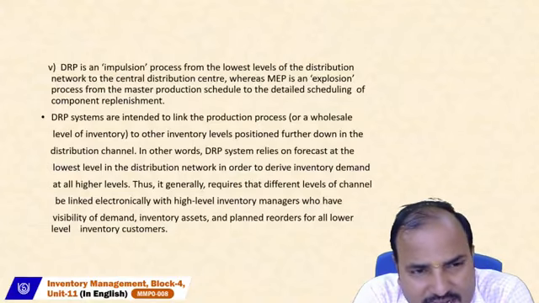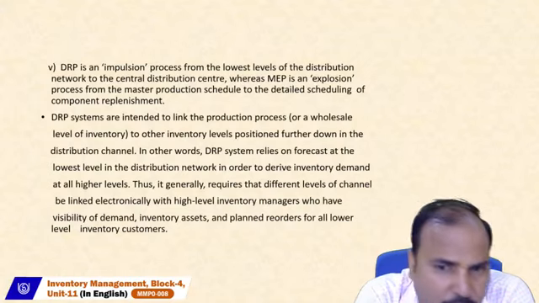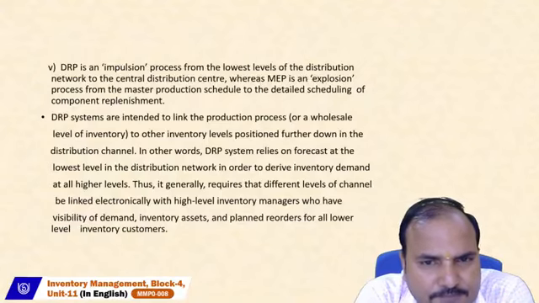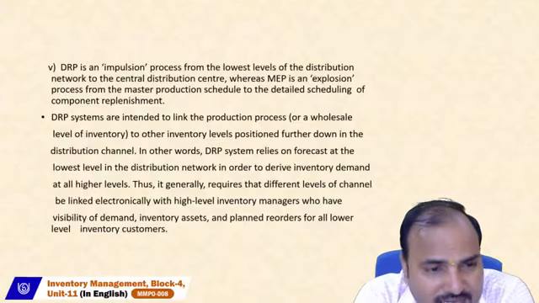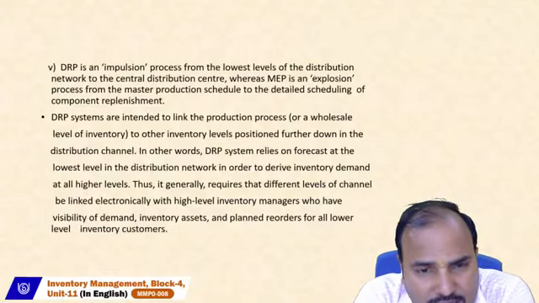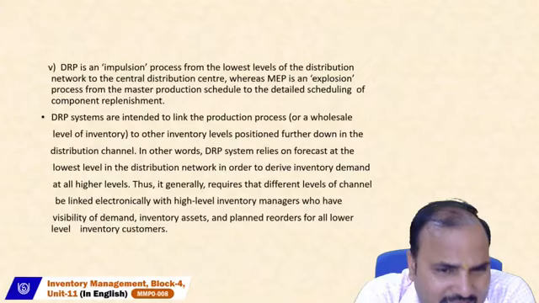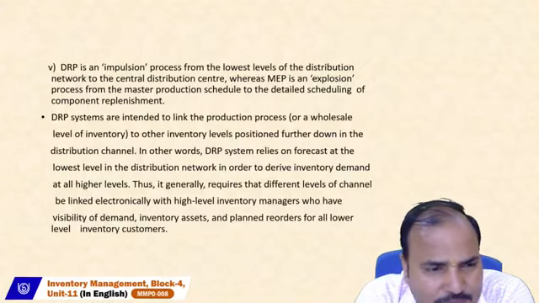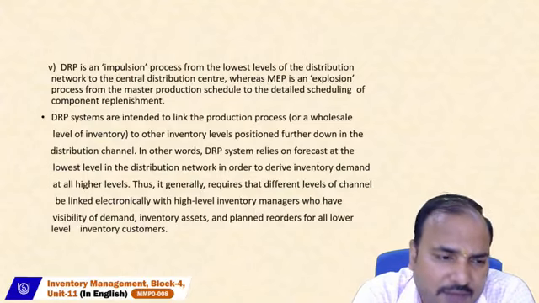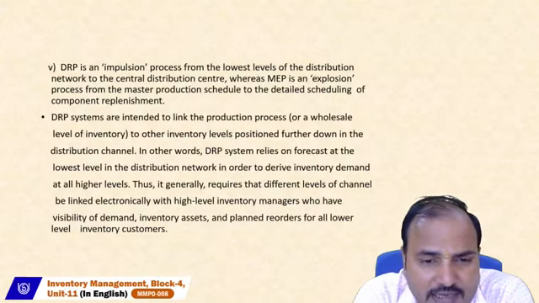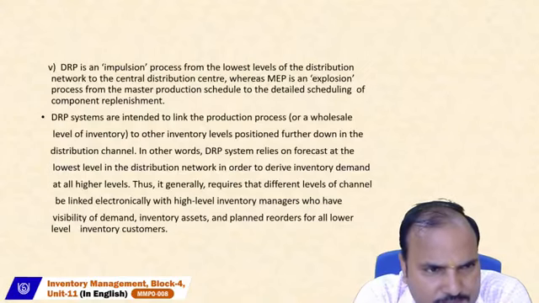DRP systems are intended to link the production process to other inventory levels positioned further down in the distribution channel. In other words, the DRP system relies on forecasts at the lowest level in the distribution network in order to derive the inventory demand at all higher levels. Generally it requires that the different levels of the channel be linked electronically, so that high-level inventory managers have high visibility of the demand, inventory assets, and planned reorders for all lower level inventory customers.